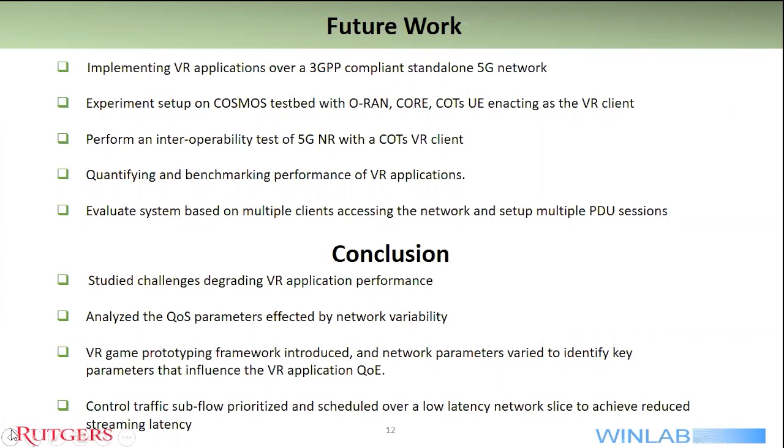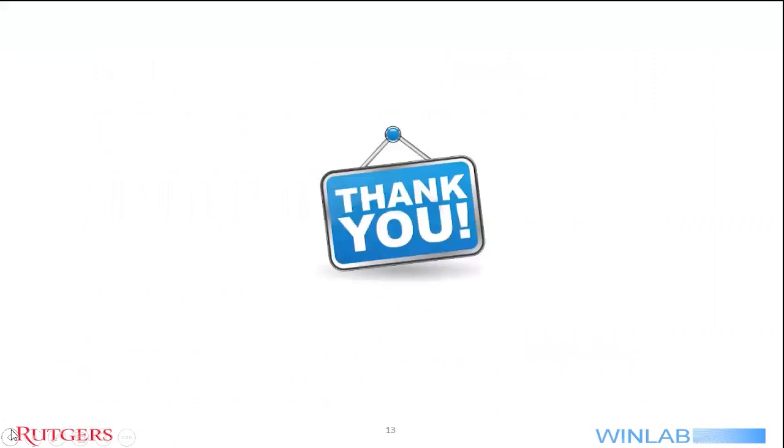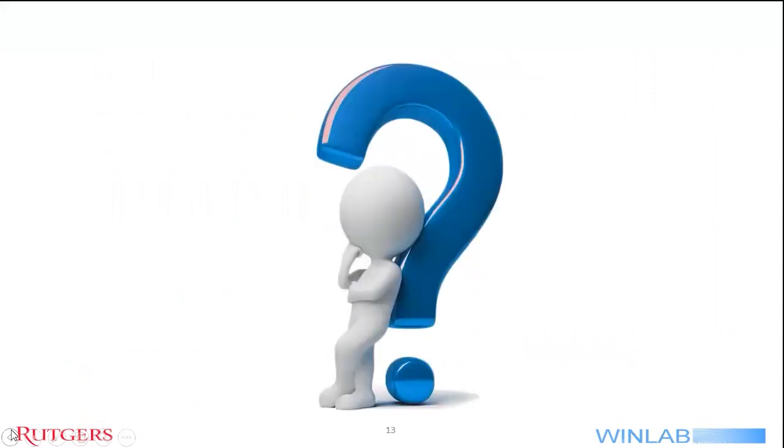So some of these take-home messages include: we analyzed the QoS parameters which are affected by network variability for this VR gaming case. Our traffic subflow was prioritized and scheduled over a low latency network slice to achieve reduced streaming latency. And also we varied these network parameters to identify the key parameters which influence the VR QoE. So yeah, thank you for listening and open to any questions.